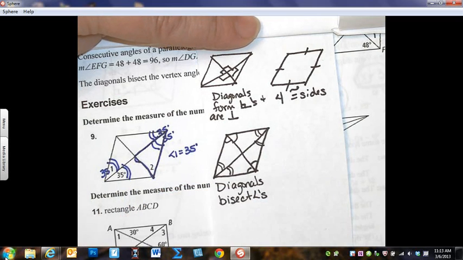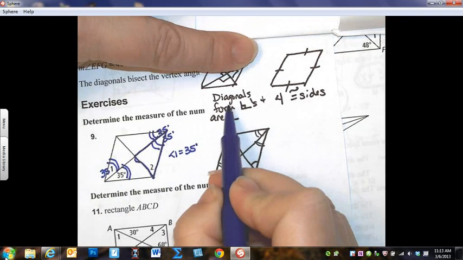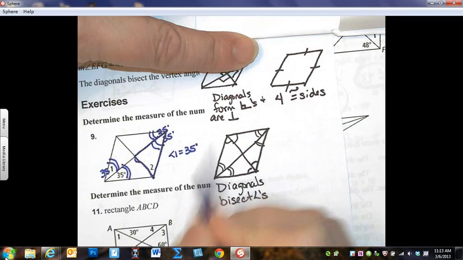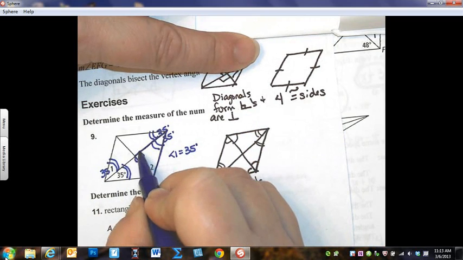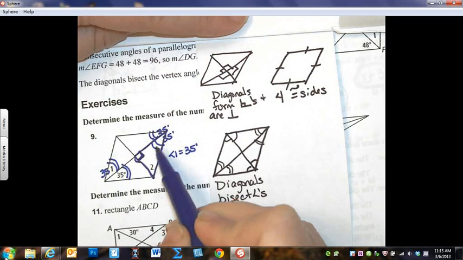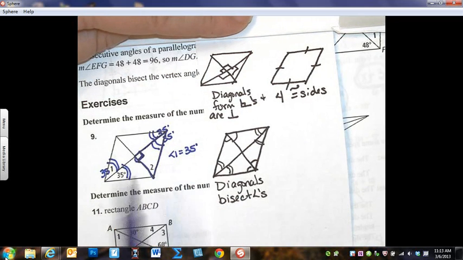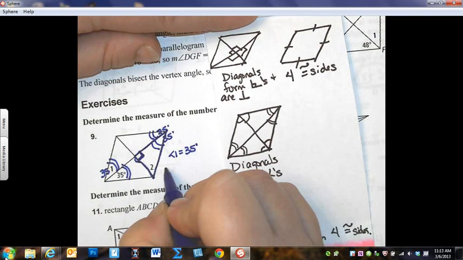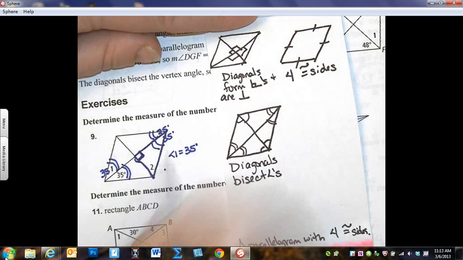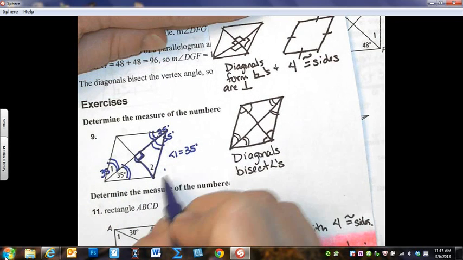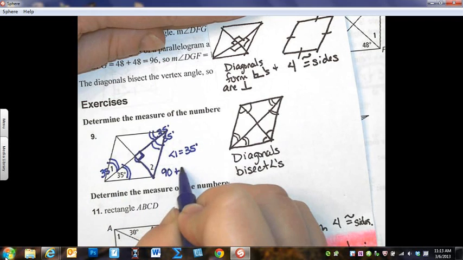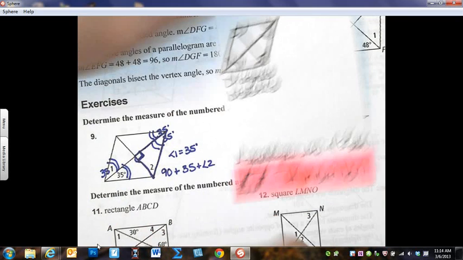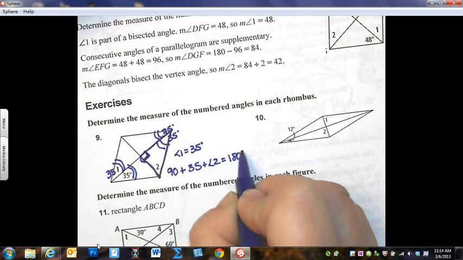Well, we do. We know that the diagonals form right angles and are perpendicular. Well, that means that this is a right angle. So if I know one angle in that right triangle, can I find this other one? Yes, we can. We know that all three of those angles sum to 180 degrees. So I know 90 plus 35 plus angle 2 is going to equal 180 degrees. And then we would solve that.